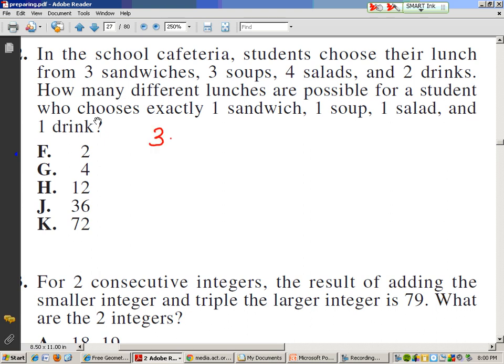So there's 3 ways he can choose a sandwich, right? And how many ways are there to choose soup? Yeah, times 3 ways to choose a soup, times 4 for the salad, and times 2 for the drink. That's it. 3 times 3 times 4 times 2. That's 72.